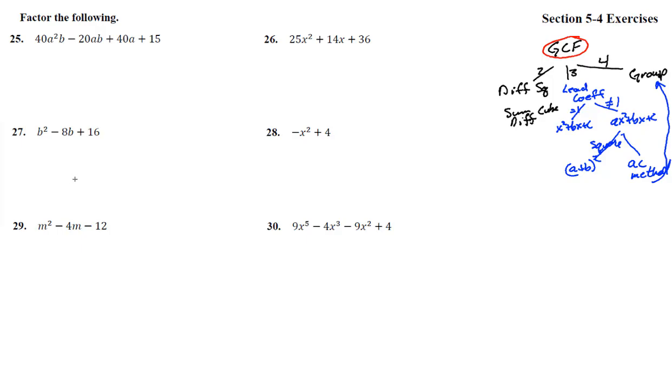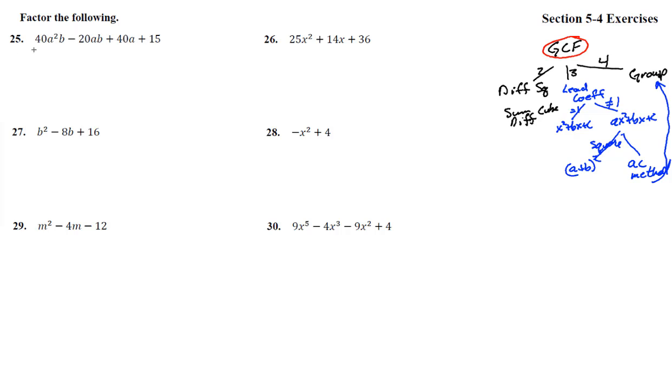Here we are in section 5-4, exercises 25 through 30. Number 25, we're factoring like crazy. You'll notice we have 1, 2, 3, 4 terms, but before you go to grouping, notice we've got to do that greatest common factor. You'll get much smaller numbers and it'll be better for you.